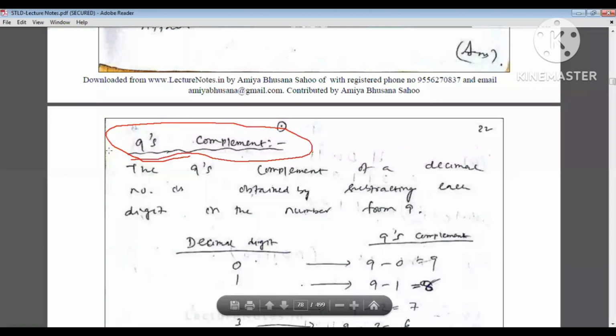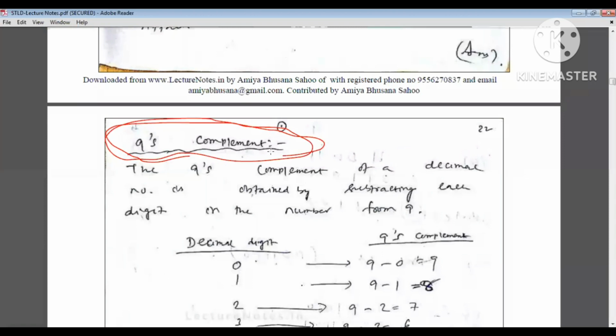Now I was talking about 9's complement. It is not in your course, but since you are preparing for GATE, it might help you. I am just telling the concept so that it might help you in your future.